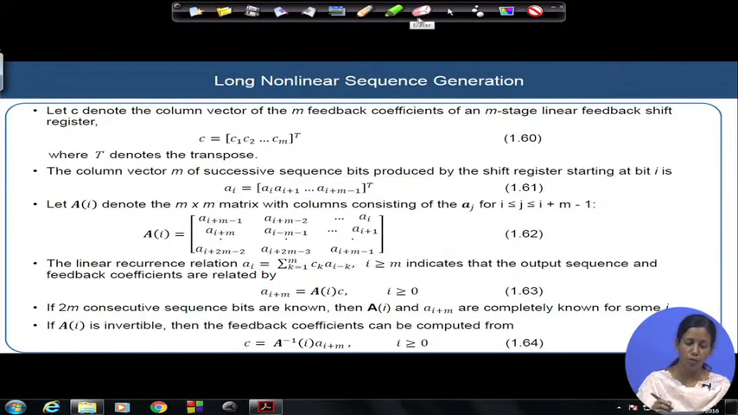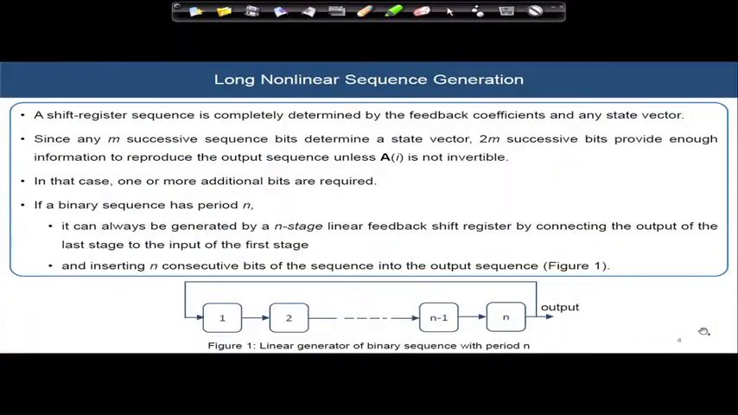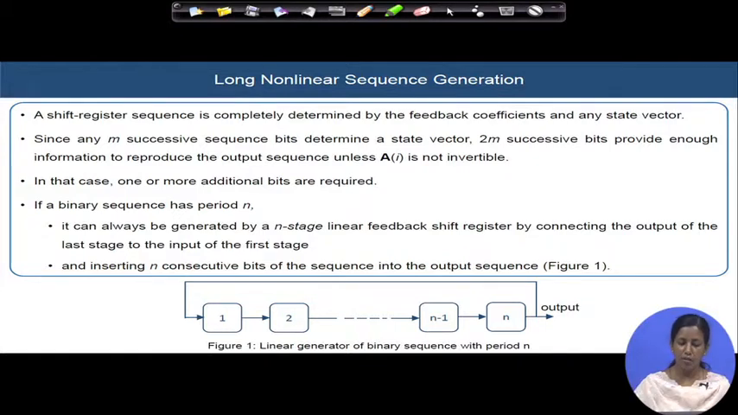So, now you know everything about the design, the way the key is generated, what the typical C values are. You understand the whole capital matrix, and you have a relation for the initial stages. So, you can reproduce the code easily. A shift register sequence is completely determined by the feedback coefficients and any state vector.